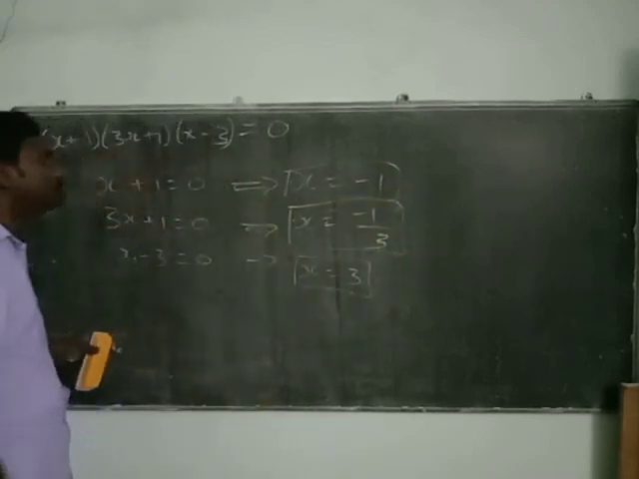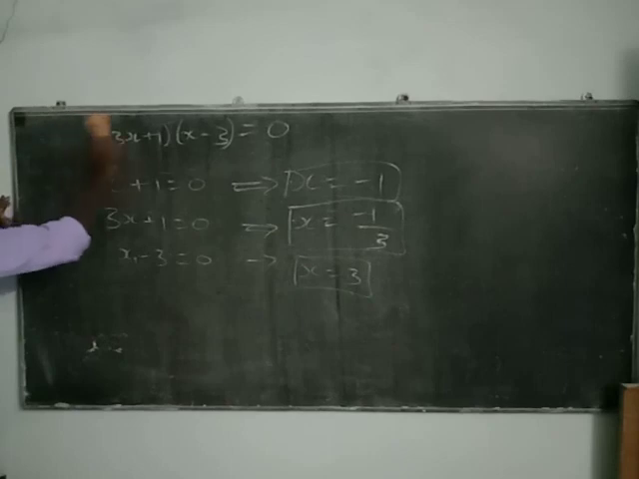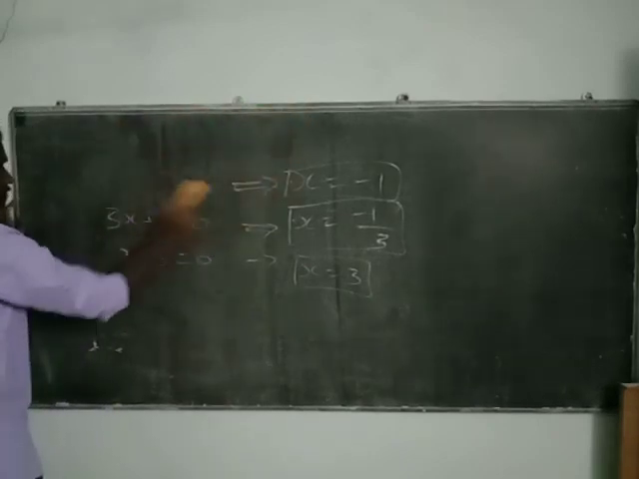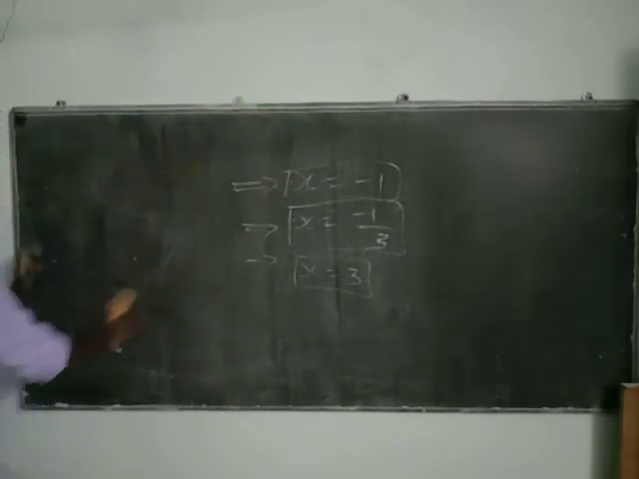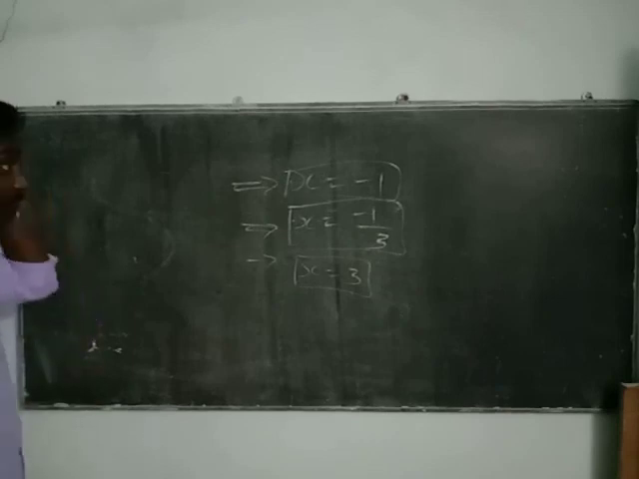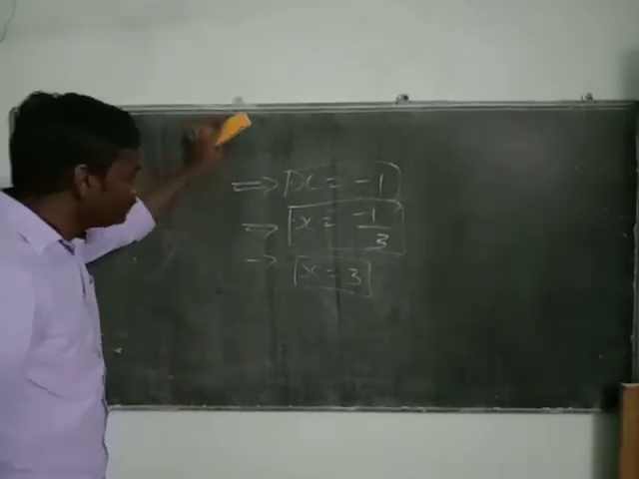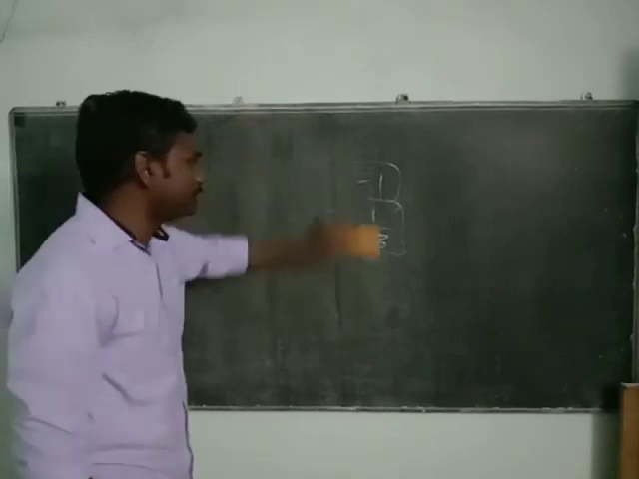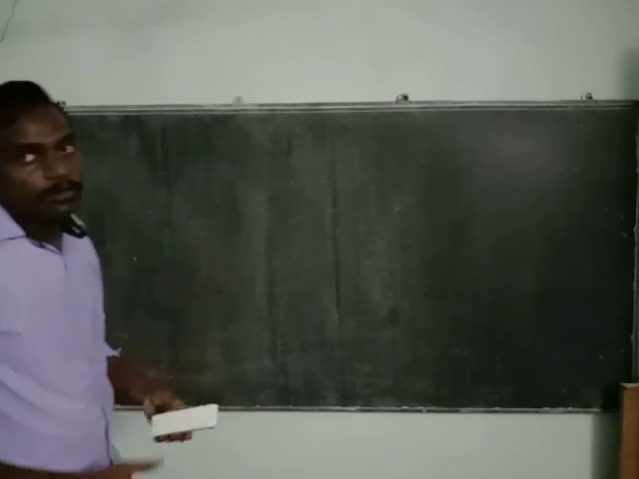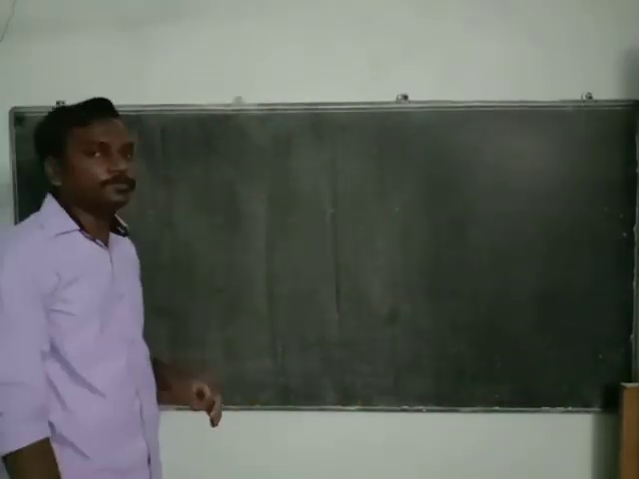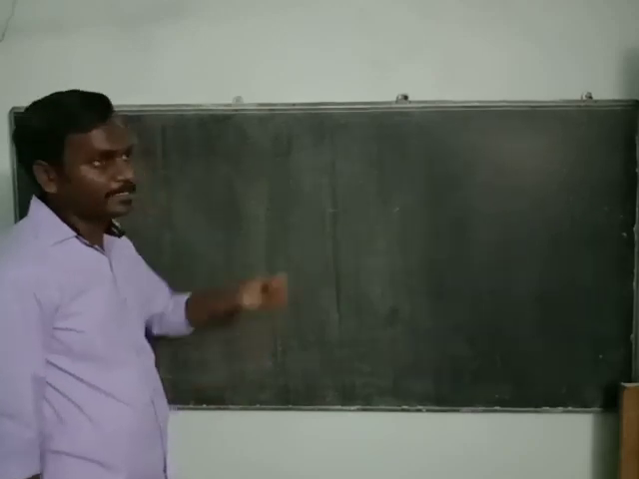What is the given equation? 3x cube minus 5x square minus 11x minus 3 is equal to 0. That is the given equation. So in this manner you can solve any type of cubic polynomial, or a 4th degree or 5th degree, whatever the degree might be, you can solve a polynomial by the division method.